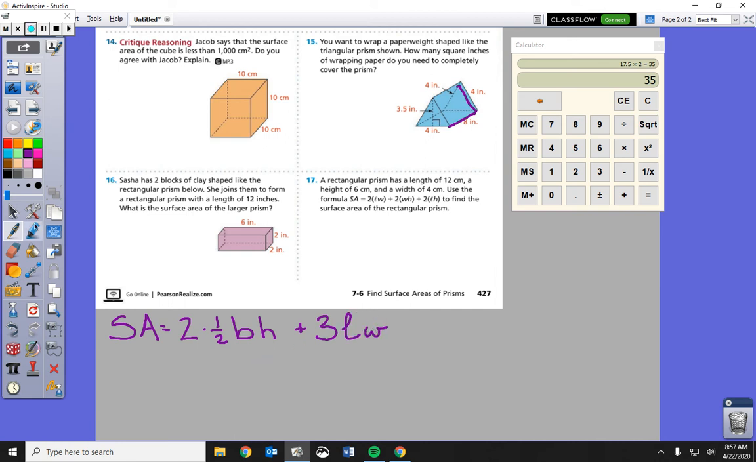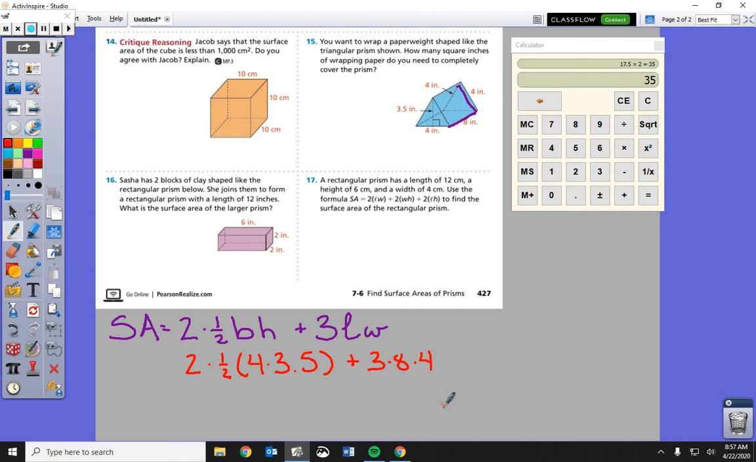All right, now we're going to substitute some values in here. We go 2 times 1/2. The base of that triangle is 4. The height is 3.5. Plus, we go 3 times length times width, because there's 3 rectangles that are all congruent. 3 times 8 times 4.